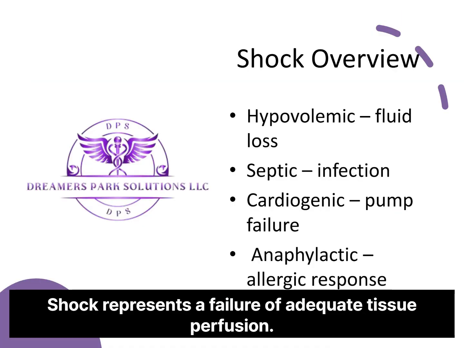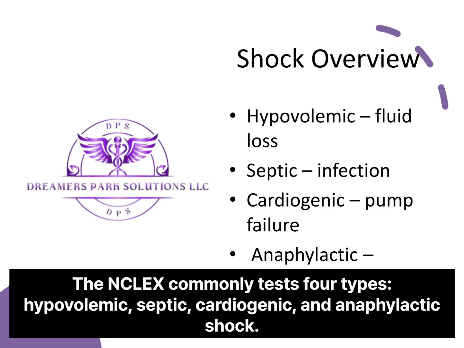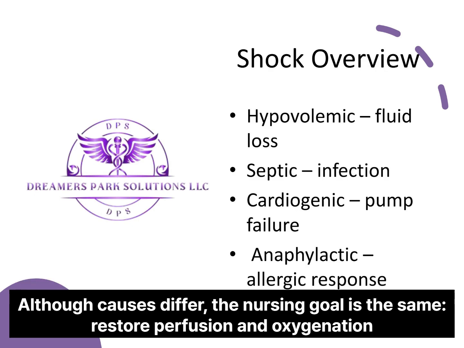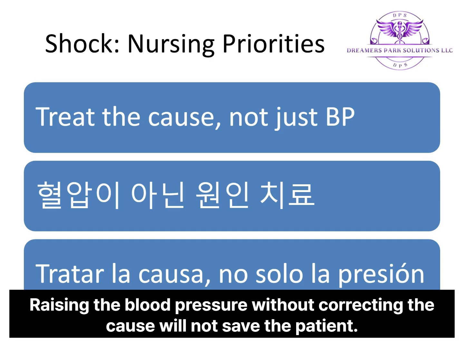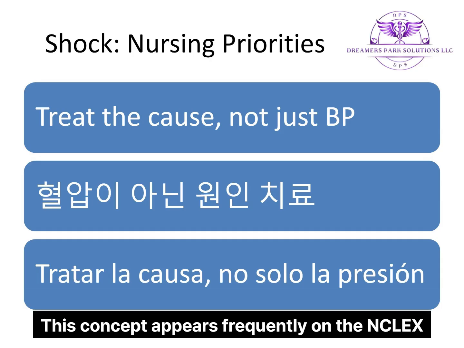Shock represents a failure of adequate tissue perfusion. The NCLEX commonly tests four types: hypovolemic, septic, cardiogenic, and anaphylactic shock. Although causes differ, the nursing goal is the same: restore perfusion and oxygenation. In shock, the nurse must treat the underlying cause, not just the blood pressure. Raising the blood pressure without correcting the cause will not save the patient. This concept appears frequently on the NCLEX.